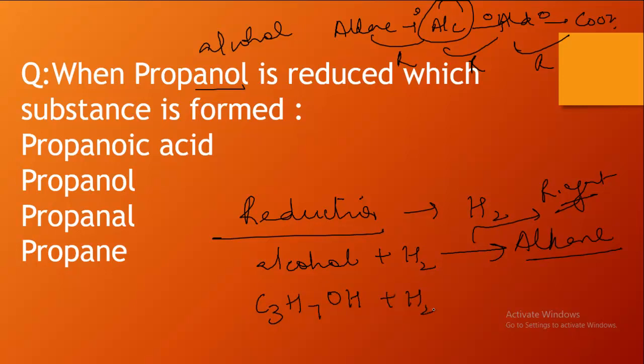We are adding hydrogen. So what will we get? We'll get the respective alkane. So we are doing it for propanol, that means we'll get propane. And along with propane, what do we get? We get water. So when we reduce propanol, we get propane. So propane is the right choice.